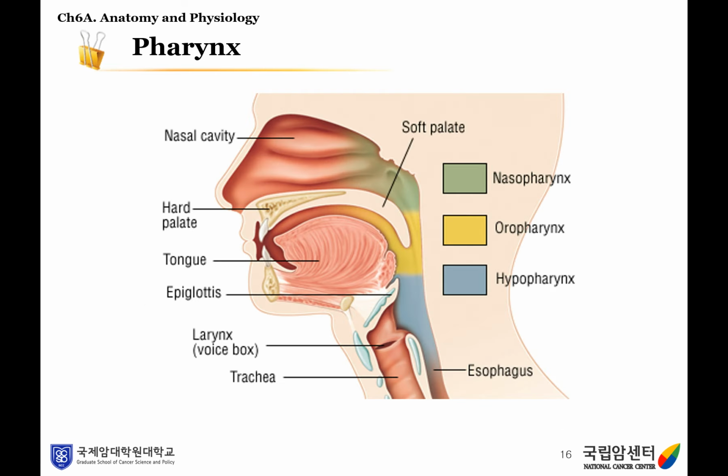This figure shows the structure of the pharynx. So here you can see the 3 parts of the pharynx. The first one, the green one, is the nasopharynx, the yellow one is the oropharynx, and the blue one is the hypopharynx.